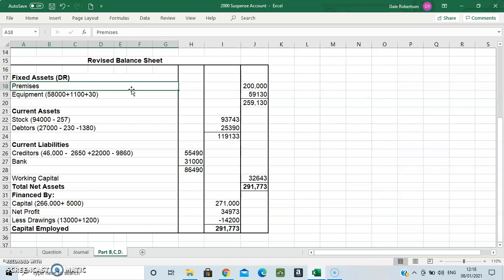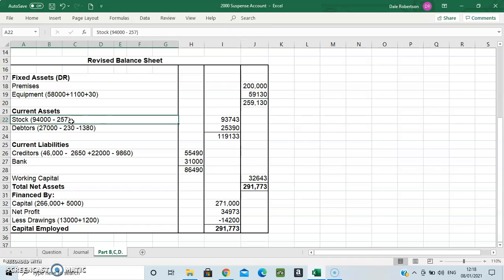So those two corrections were also debit, so they are going to add on to the debit of the equipment. If they were on the credit side, then they would have reduced equipment, because by its nature it's a debit balance. So we know that we need to add both of them. 58 plus 1100 plus 30, our new equipment is 59,130. And then you just combine the two of them to get your 259,130, and then we'll move on.